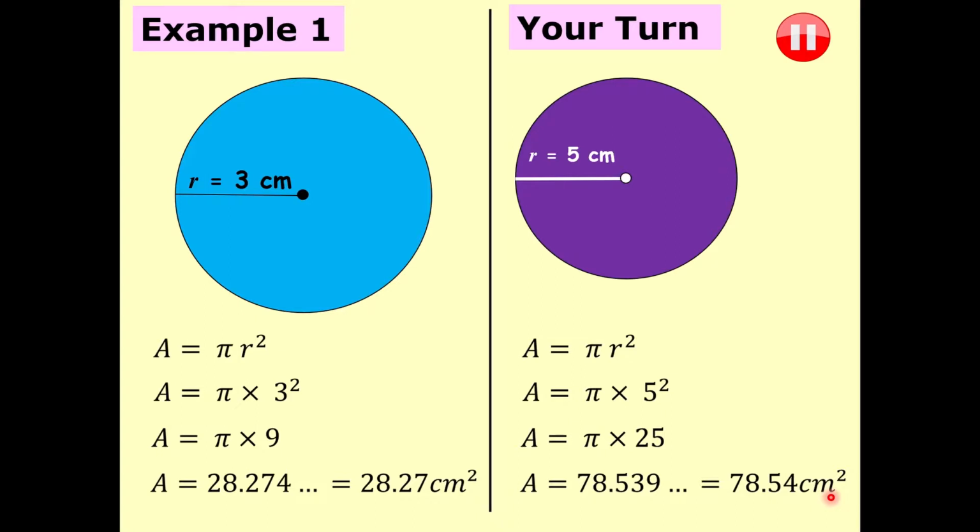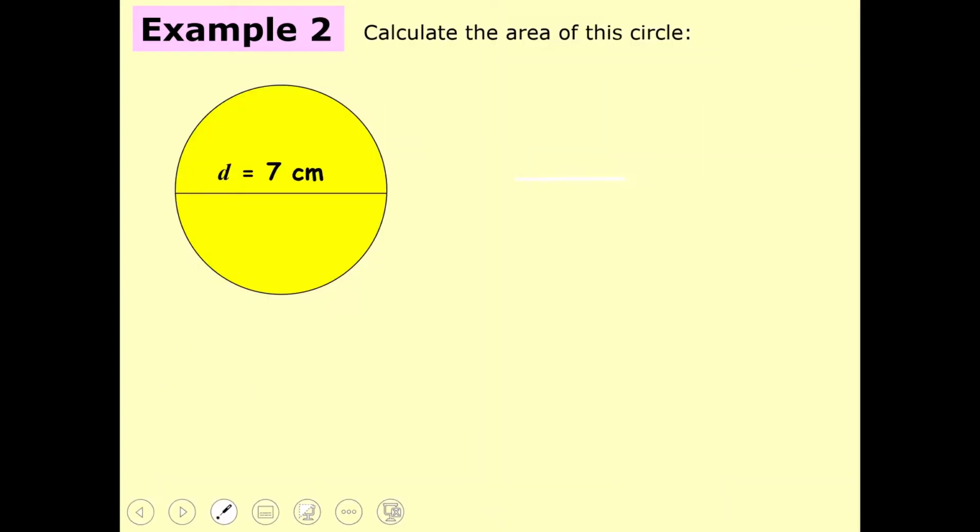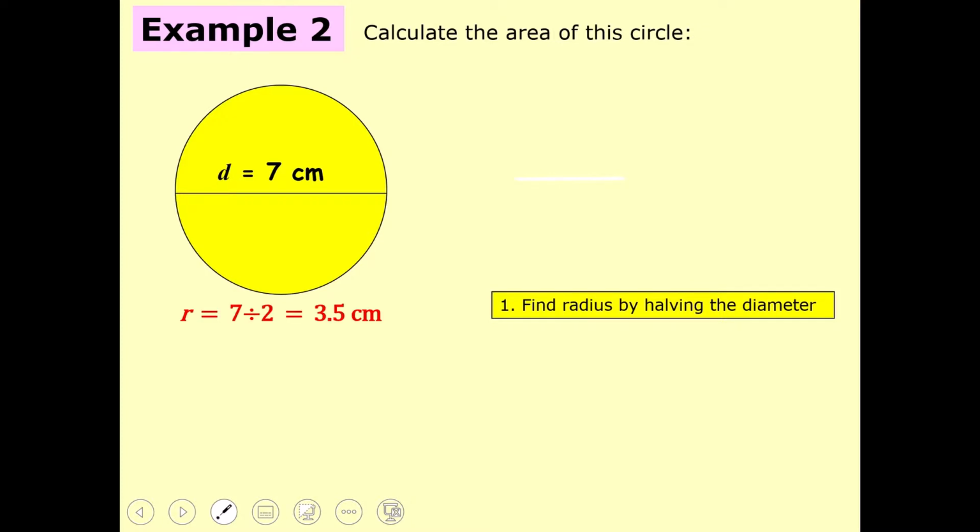Okay, let's look at the second example. To calculate the area of this circle, here you can see that we've not been given the radius, we've only been given the diameter. But we can calculate the radius, and that is the first thing we're going to need to do. Looking at the parts of the circle, we know that the radius is half of the diameter. So we can find the radius by halving the diameter. So divide it by 2 to get 3.5.